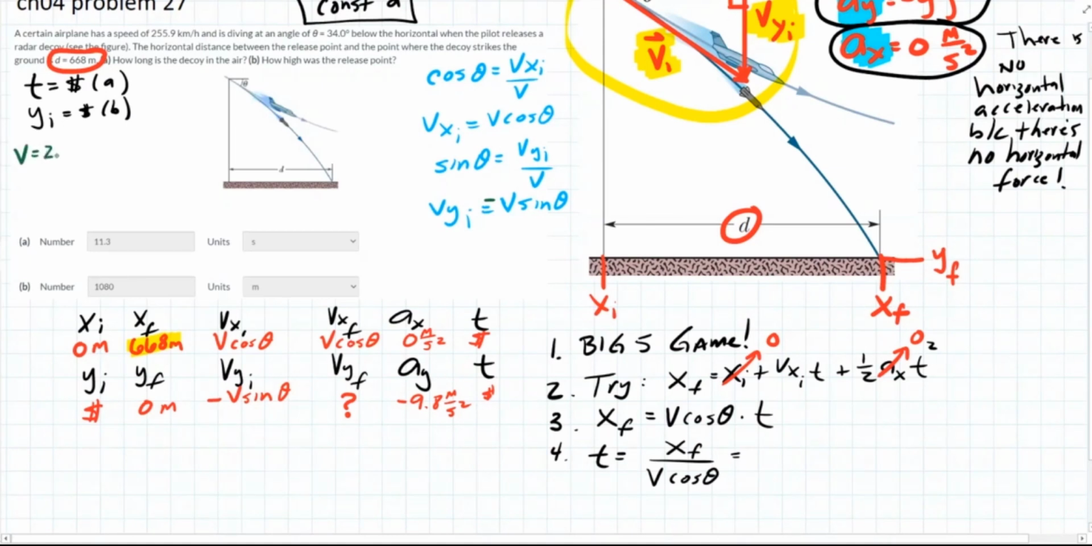If I write V without a vector, you could actually refer to that as speed. But for me, this decoy was dropped when the airplane was going 255.9 kilometers per hour. So let's convert that to meters per second.